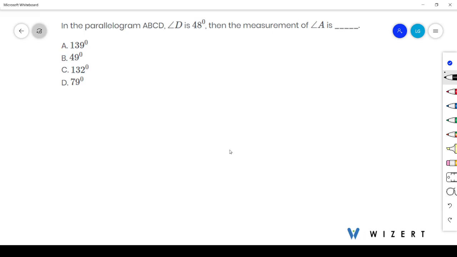Our question is, in the parallelogram ABCD, angle D is 48 degree. Then, what is the measure of angle A?